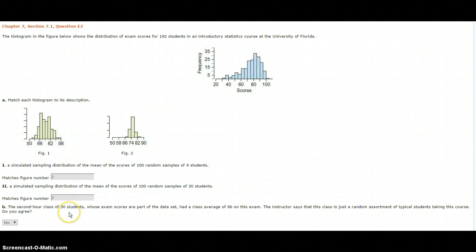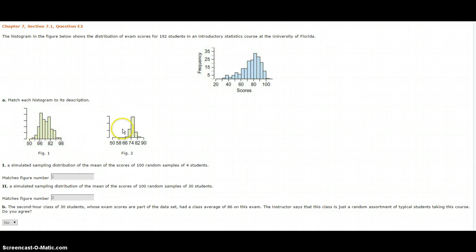Now the second hour class of the statistics had an average of 86, and the instructor says this is just a random assortment. So if we look at these two, and we look where an 86 might fall, here an 86 would be over here, which would be feasible. It's certainly part of the data set anyway. Here an 86 would be right at the edge of this tiny little portion here. So if we got an 86 on this distribution, I'd be very concerned, whereas this one, maybe not so much.